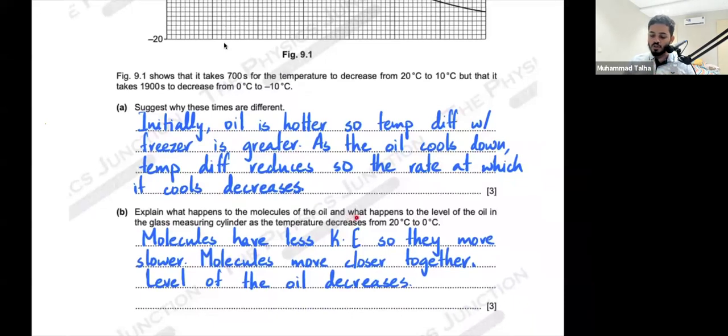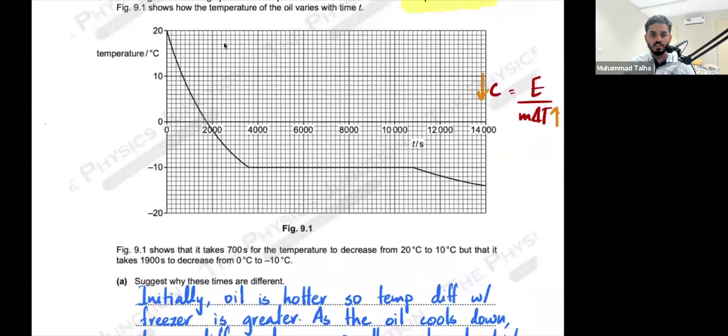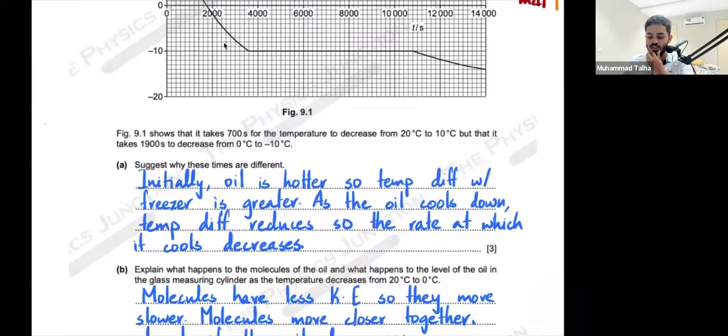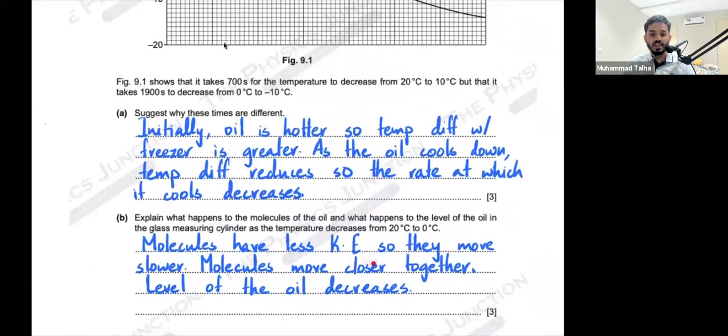Explain what happens to the molecules of oil and explain what happens to the level of oil in the glass measuring cylinder as the temperature decreases from 20 to 0. Keep in mind, this is not a state change, right? It's talking about 20 to 0. So you just say that the particles, because they are now cooler, have less kinetic energy, so they move slower and hence they come closer together. So the level of the oil in the glass measuring cylinder decreases.